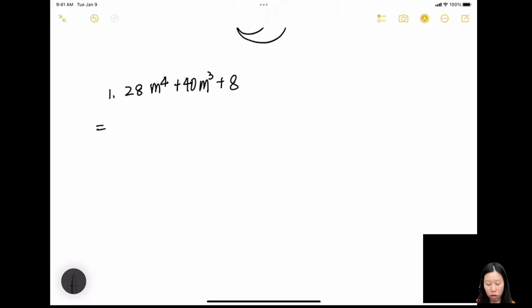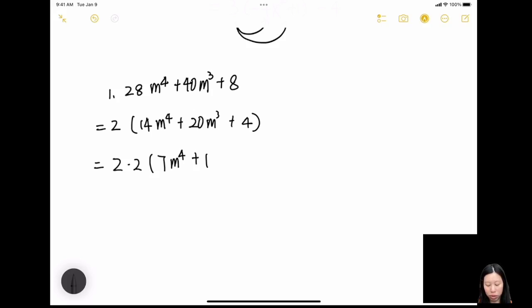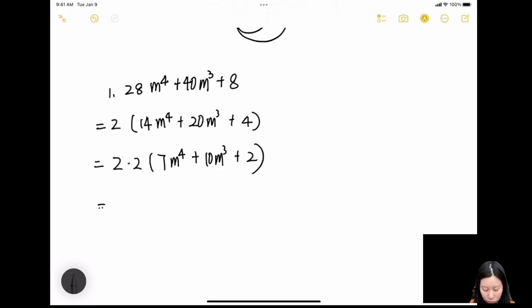Well, let's try 2. If I factor out the 2, I have 14m to the fourth plus 20m to the third plus 4. Anything else? Well, since they're all even numbers, I can factor out another 2. Which means I have 2 times 2, which is 7m to the fourth plus 10m to the third plus 2. Okay, 2 times 2, we can write it as 4.